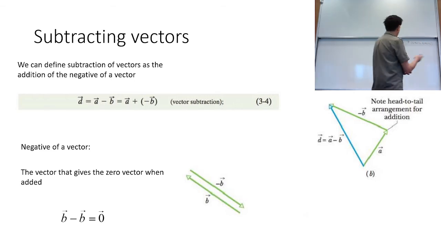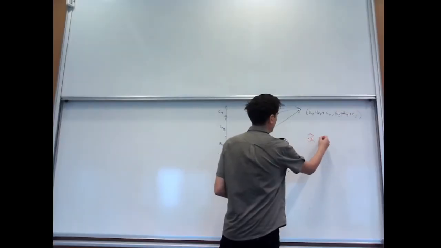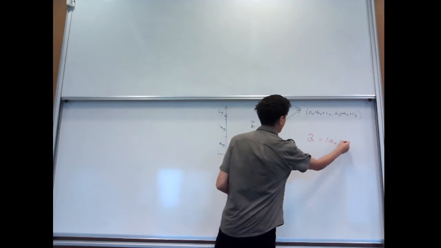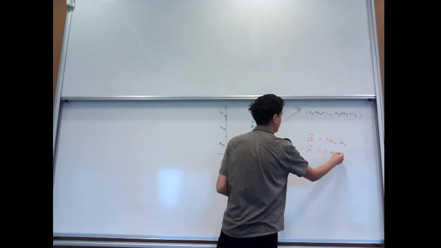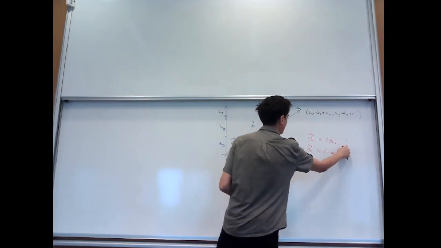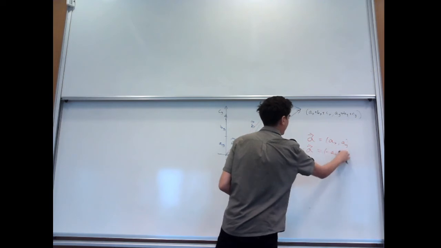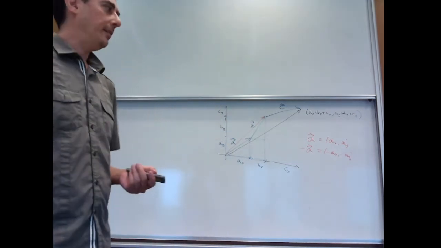And of course, in terms of components, if you've got a vector with components ax and ay, then the negative of the vector in terms of components would be minus ax, minus ay. The components are all negative too.